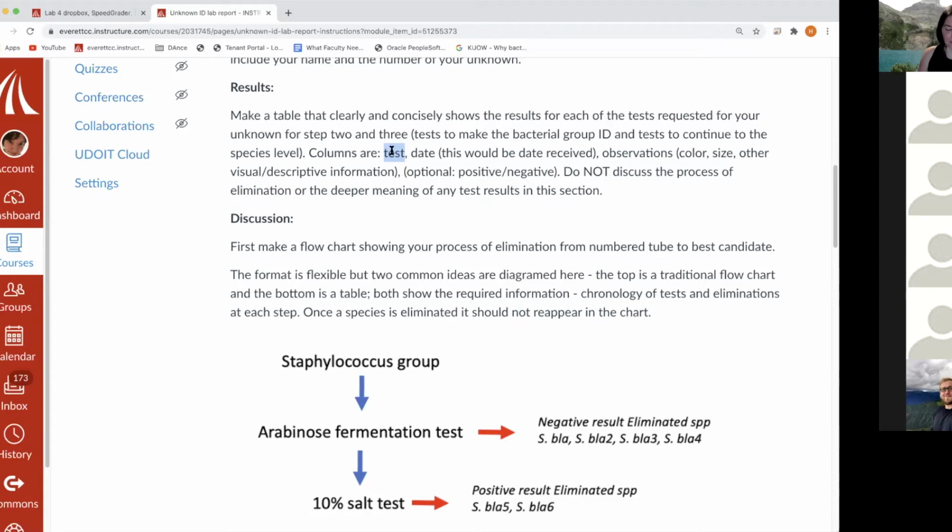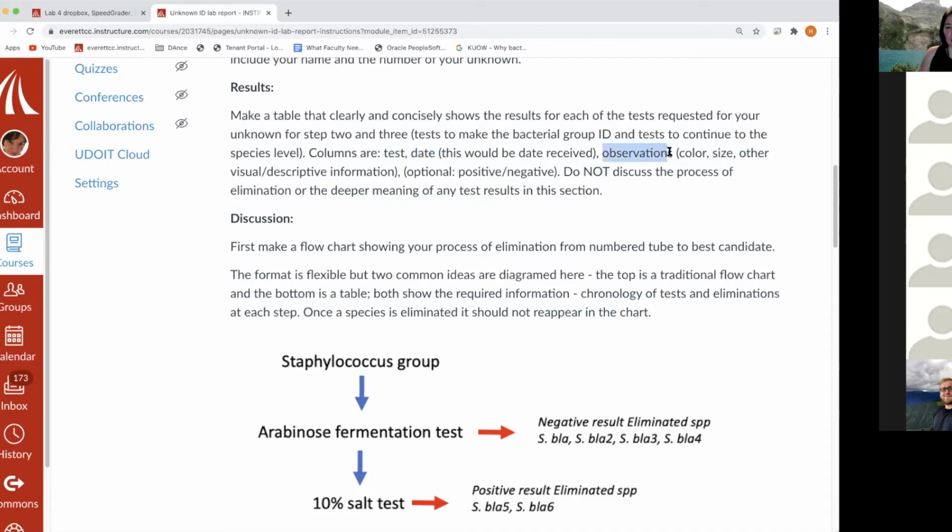So things like, let's suppose you ordered the propionate test and the technician said, we don't have that test. You don't include that here. But if you ordered the motility test and it came back inconclusive, then you would actually include that here. The date, right? The date is when you received it. So that's when you actually got it. So I can find that if I need to look that up.